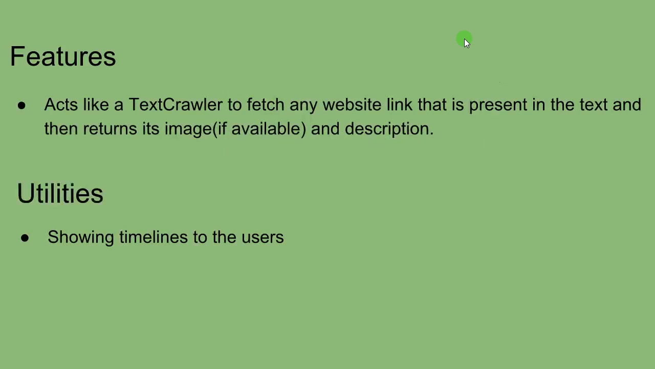Its features are that it acts like a text crawler to fetch any website link that is present in the text and then returns its image, if available, and description. Most of the time you can use it in timelines for your users. Let's have a look at the demo.